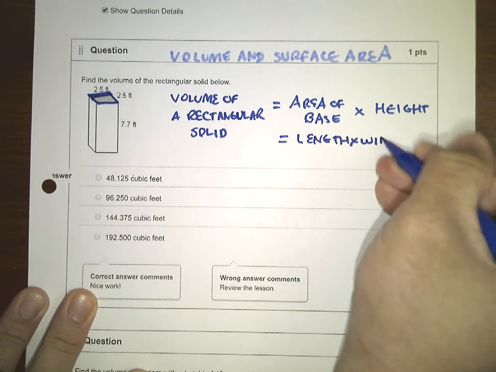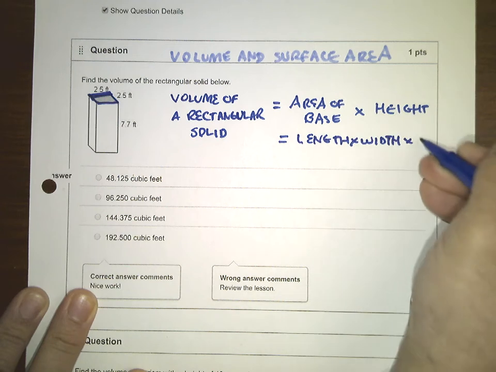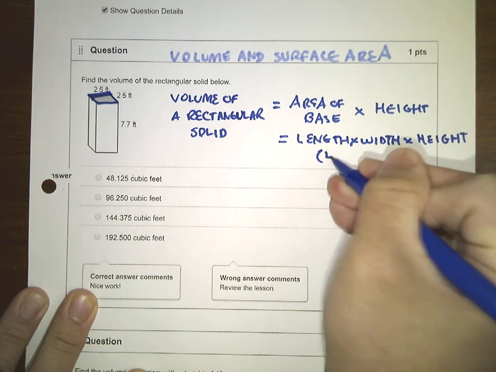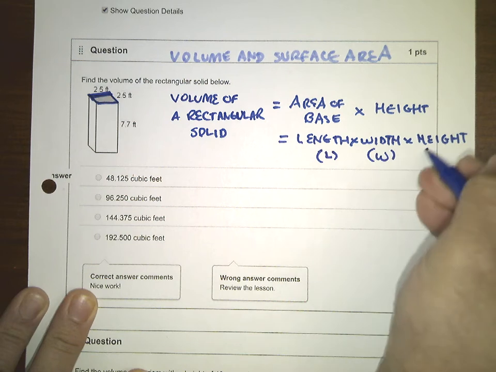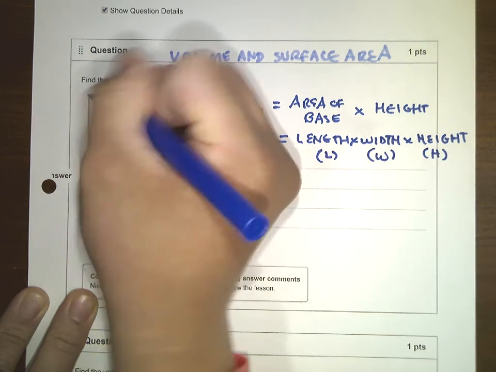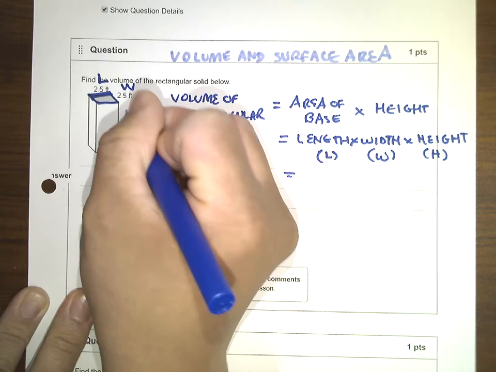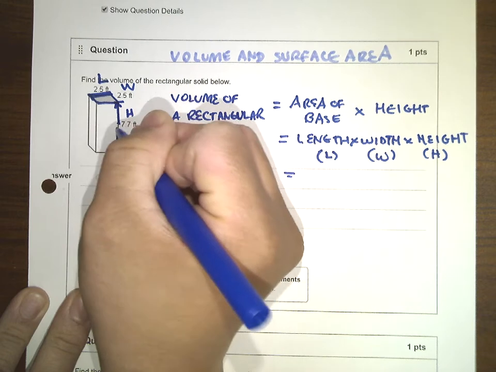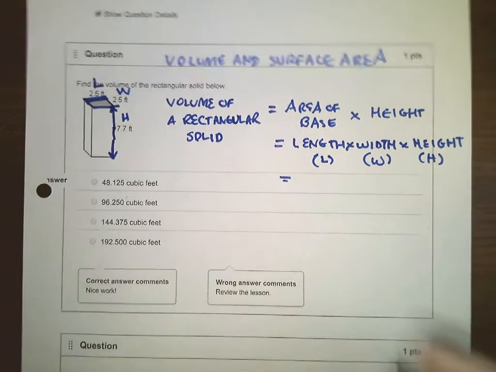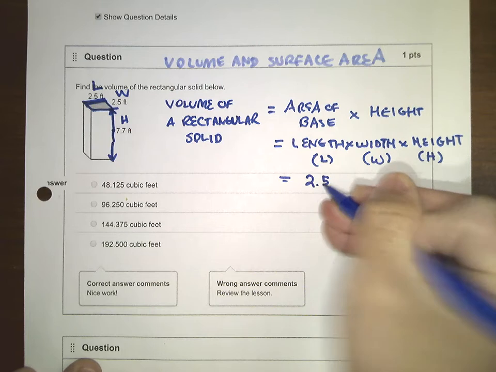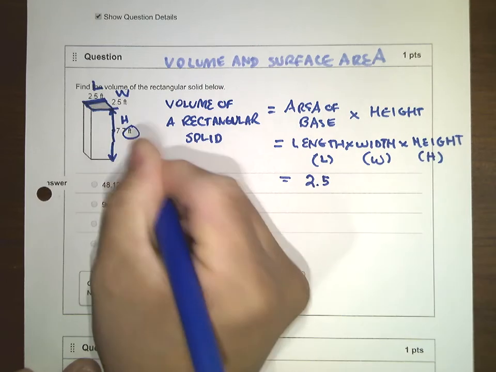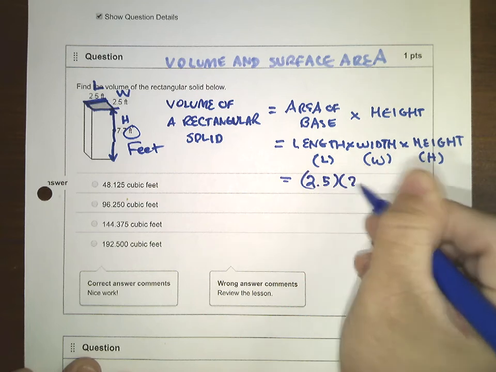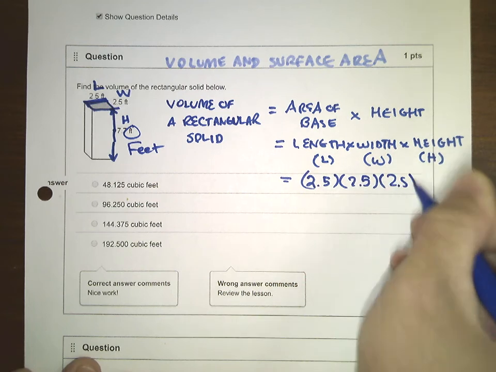times width times height. I will use the abbreviation L for length, W for width, and H for height. So here is the length, the width, the height. The height is how tall this figure is. So we have 2.5 feet times, remember FT is feet, 2.5 feet times 2.5 feet and times 2.5 feet.